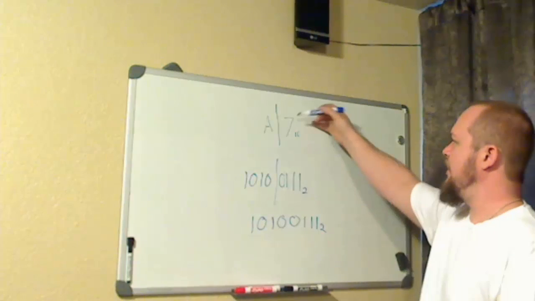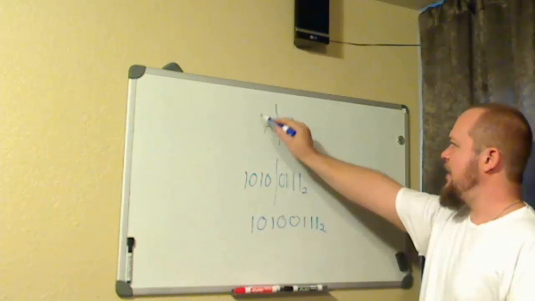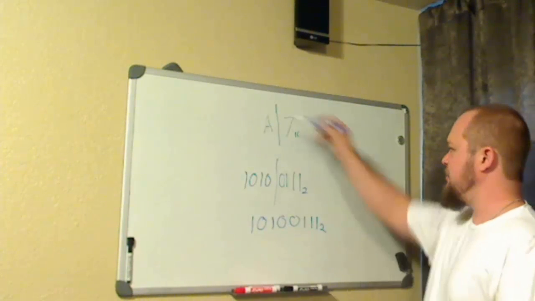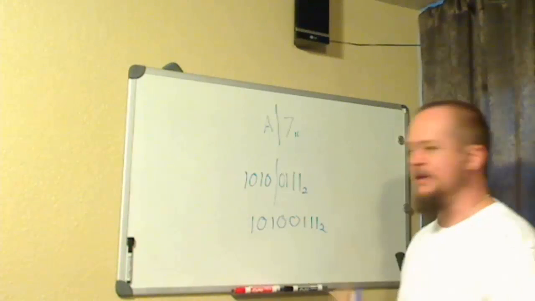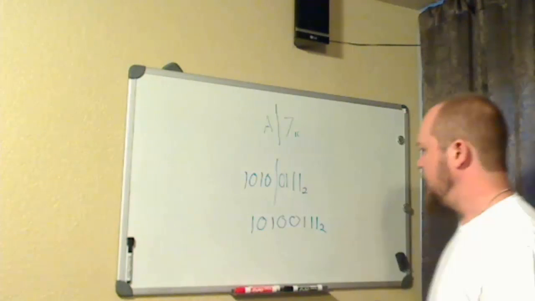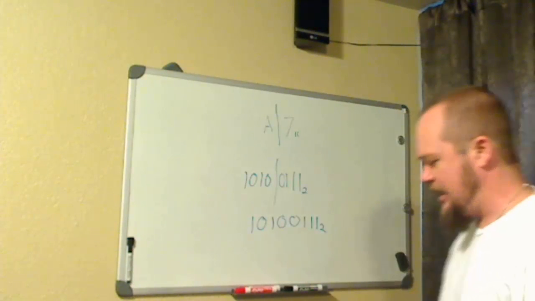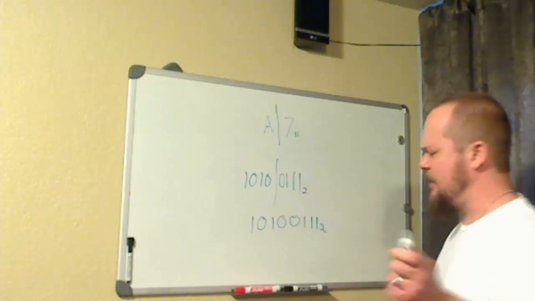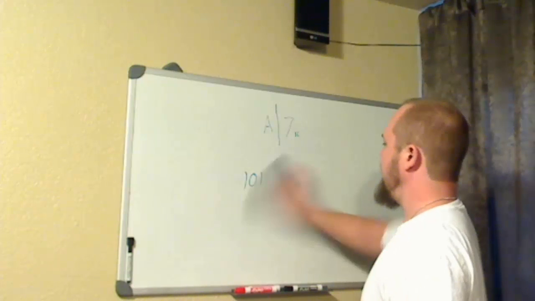We've now converted our hexadecimal number to binary. If you had an additional digit over here in hexadecimal, that would be another 4 bits over here in your binary number, and that continues on forever. So now let's go ahead and convert an octal number to binary.